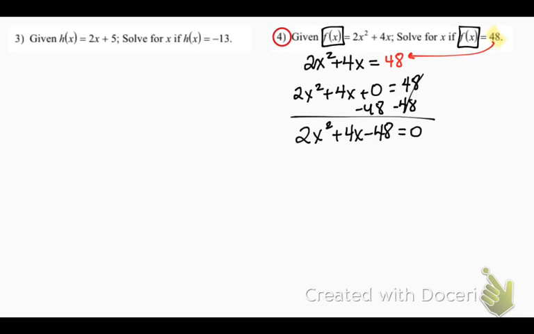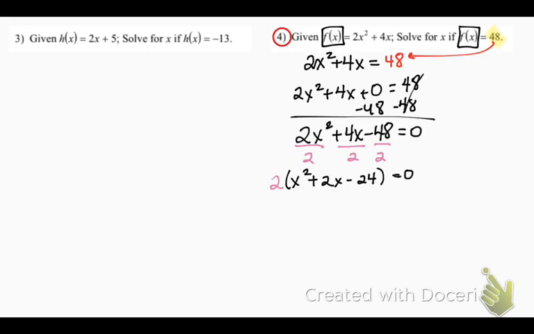It's a quadratic in the form of ax squared plus bx plus c. So that means I have to first find the GCF, if there is one, and then second, factor by grouping. So this does have a GCF. All of these numbers are even, which means 2 is the greatest common factor. So I have 2 times x squared plus 2x minus 24 is all equal to 0.